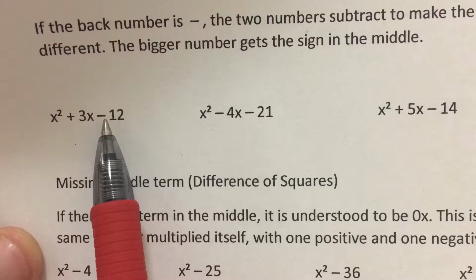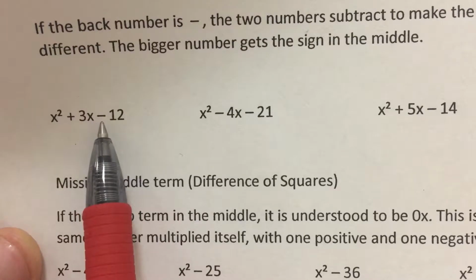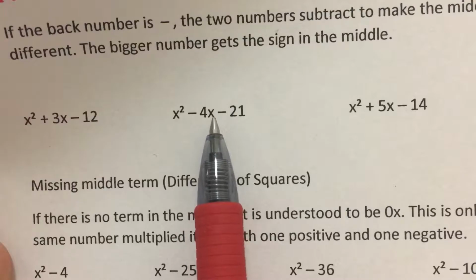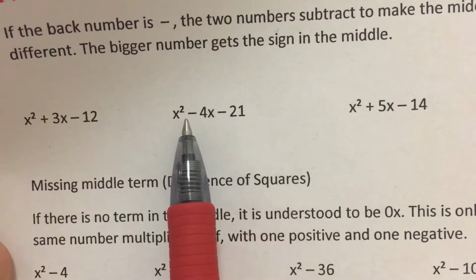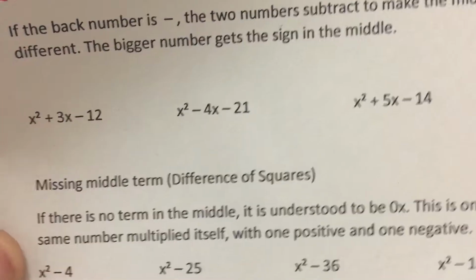The bigger of the two numbers will always get the sign in the middle. So these are going to be different signs because this says minus, and the big number is going to be positive, small number will be negative. This one, for example, going to be different signs, but this time the big number will be negative because that's the sign in the middle, and the small number will be positive. So let's just go through some of these here.